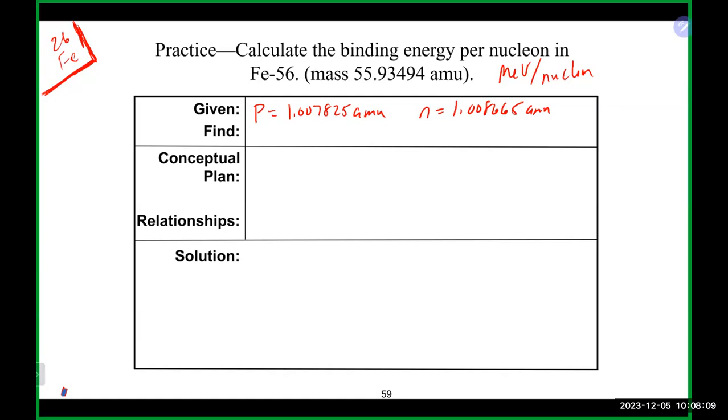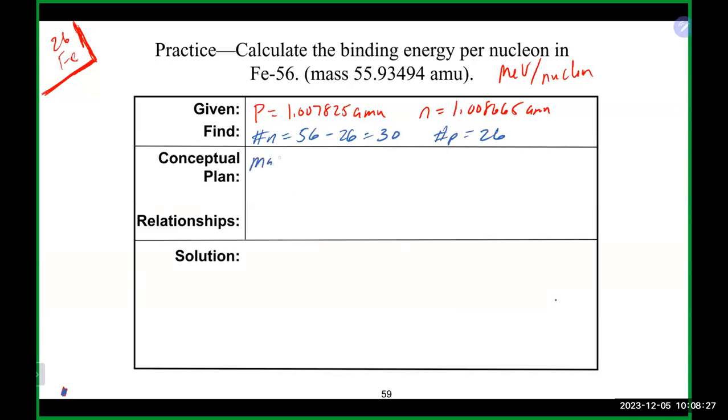Okay, so let's take a look. We're going to figure out our protons and neutrons. Once again, our neutrons are our mass number minus our atomic number, which looks like 30 in this case. And our protons equal our atomic number, which is 26.